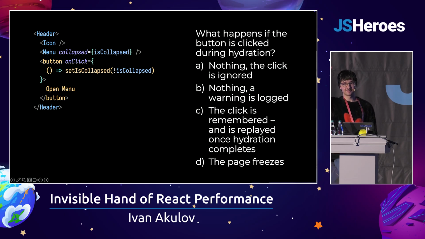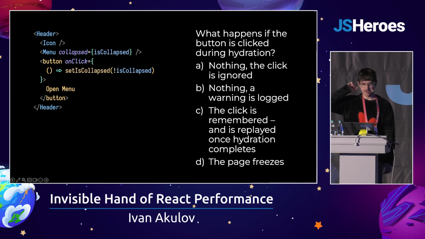Who thinks it's A? I see a few hands. Who thinks it's B? I also see a few hands. Who thinks it's C? That's quite a lot of hands. Who thinks it's D? I see one hand. The right answer is D.